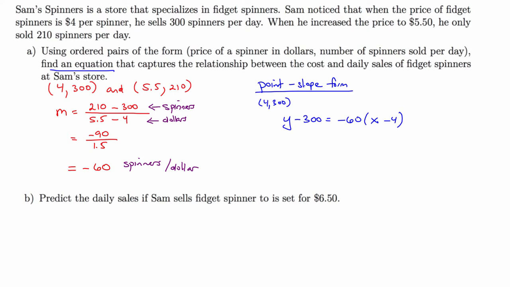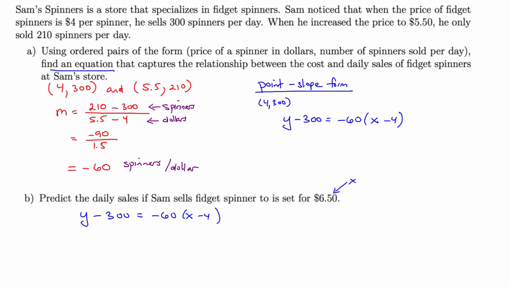In part B of this question, we now need to predict the daily sales if Sam sets the fidget spinner price to be $6.50. To answer this question, we're going to need to rely upon our equation from the first part. y minus 300 equals negative 60, x minus 4 in parentheses. We also need to recognize $6.50 is a price, that's an x value. So we are essentially trying to find the y value when the x value is 6.5.